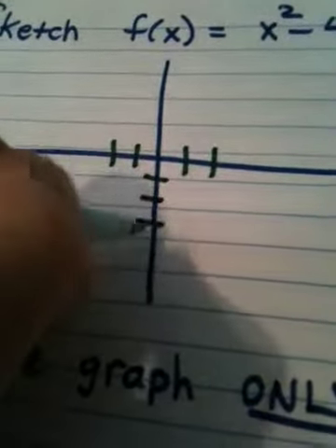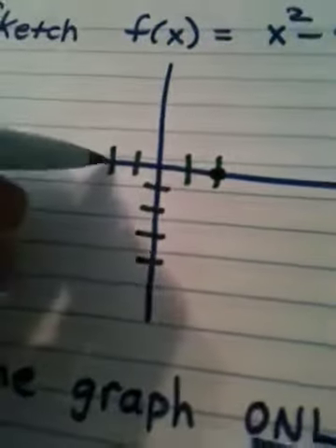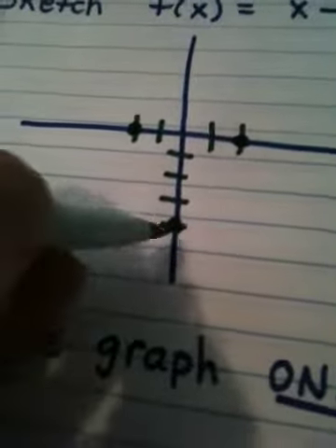And when you do, you're going to come out with a picture of a parabola. We knew it was a parabola because of degree 2. But it's going to be touching the x-axis at 2 and negative 2, and it's going to be touching the y-axis at the ordered pair 0, negative 4.